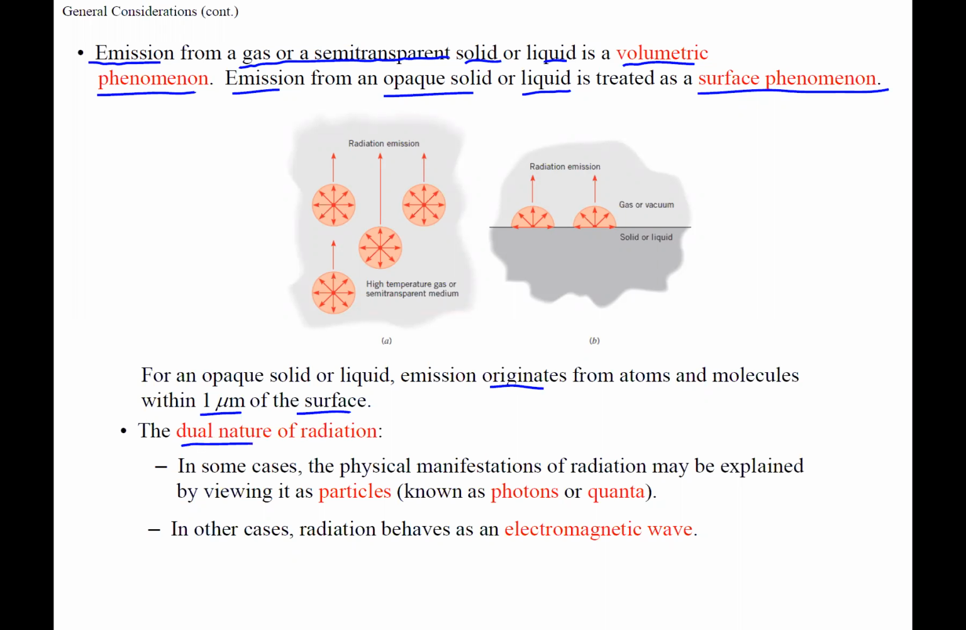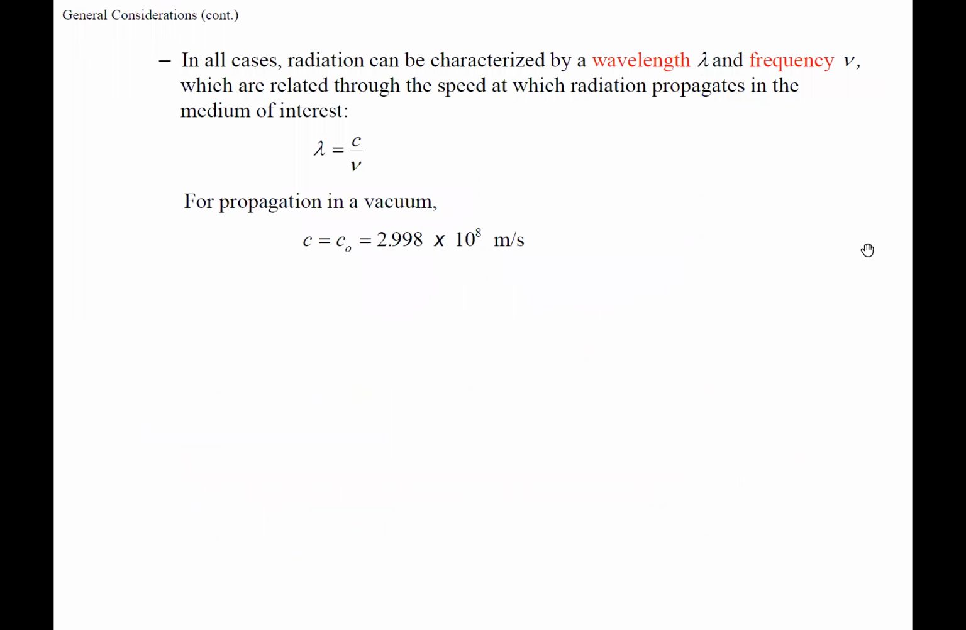Okay, we have a dual nature of the radiation. Sometimes it behaves as particles, and sometimes it behaves as an electromagnetic wave. And any radiation is characterized by wavelength and frequency, which is related by speed, right? Speed, frequency, and we get our wavelengths. So you're going to hear me use the term wavelengths a lot in this chapter because it ends up being a dependency for radiation.